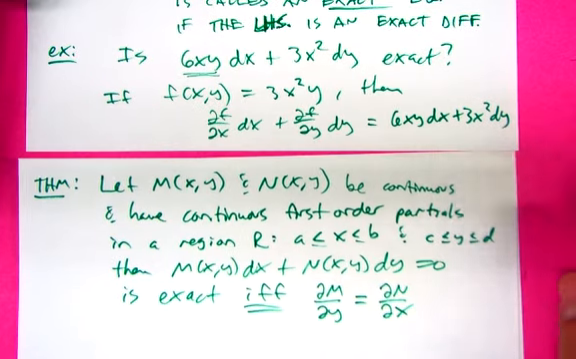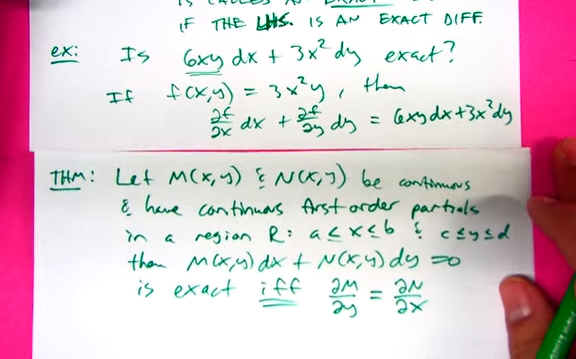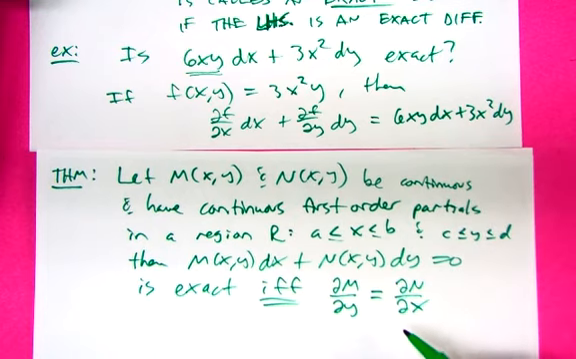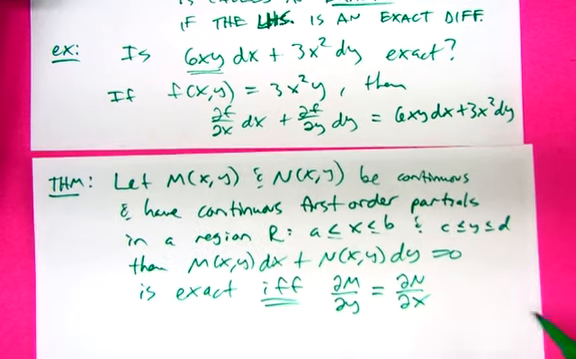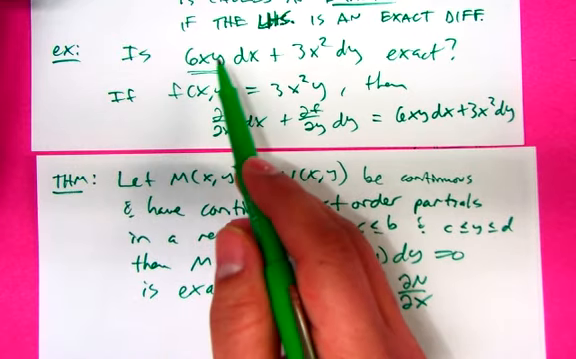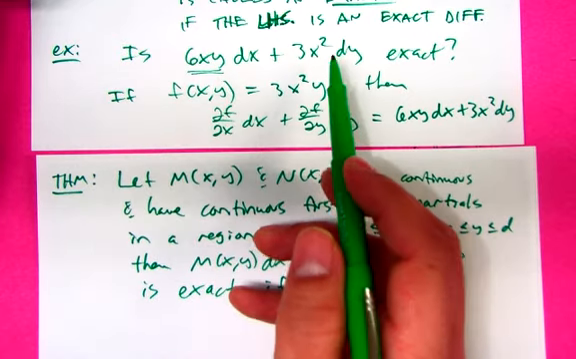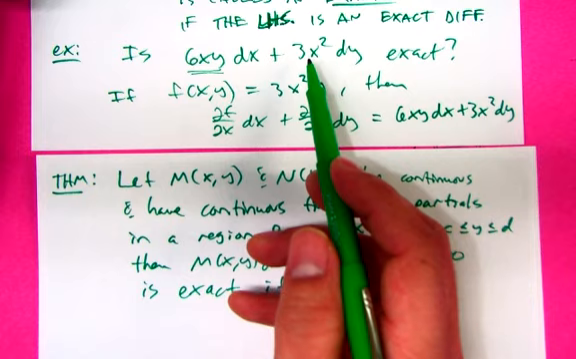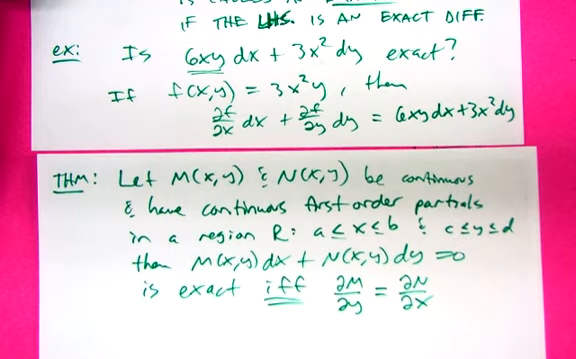So a nice quick way of knowing whether it's exact. How to solve it, we'll talk about in a second. But if we go back to the example up here, partial y up here is 6x, partial x up here is also 6x. If they're equal, that's how we know it's exact. Okay?